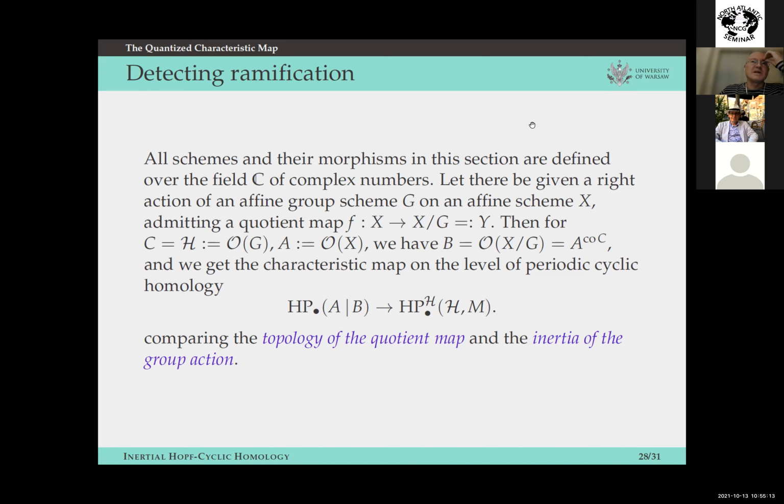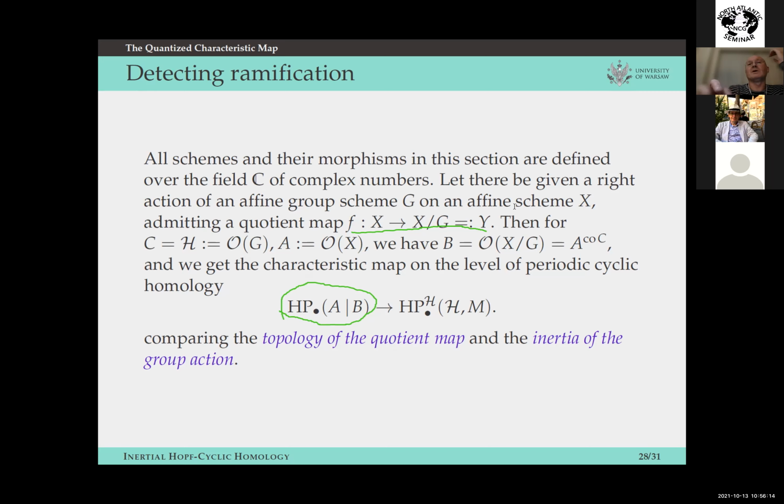For instance, for schemes over complex numbers, we can speak about the action of an affine group scheme G on an affine scheme X, admitting a quotient map from X to Y defined as the quotient X mod G. Okay. So the left-hand side speaks about the topology of this map. So it's a relative topology. You can think about this. If this map F is a submersion or smooth map, then this relative periodic cohomology is a bundle of cohomology, the de Rham cohomology of fibers of this map. So this can change if we go from one to another point of the base Y.